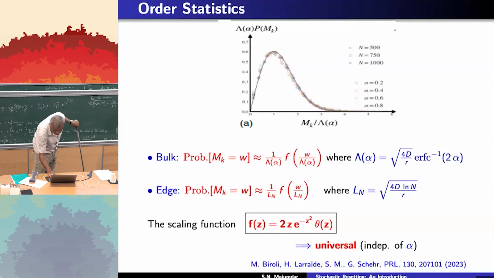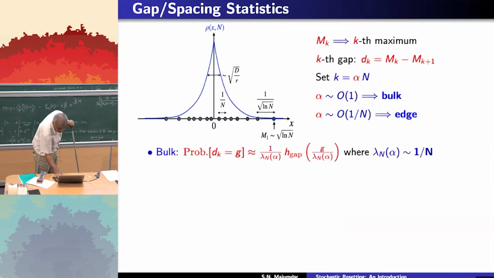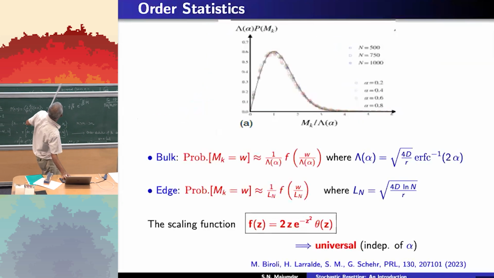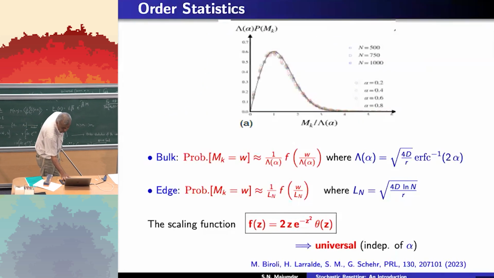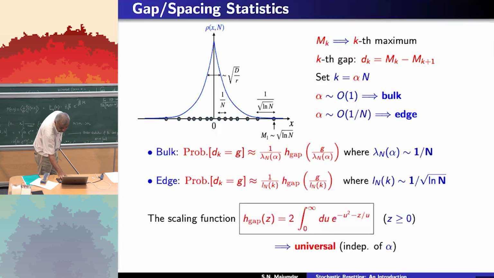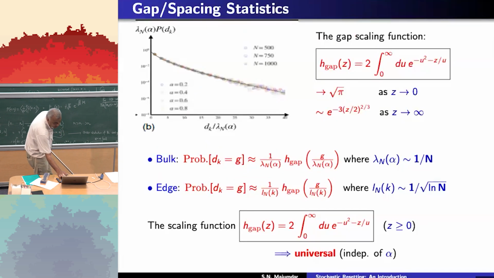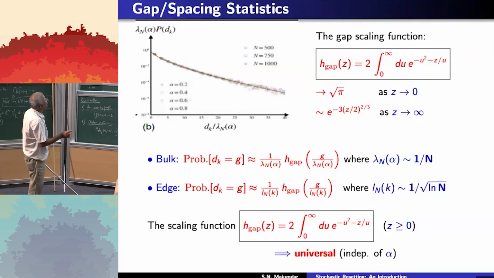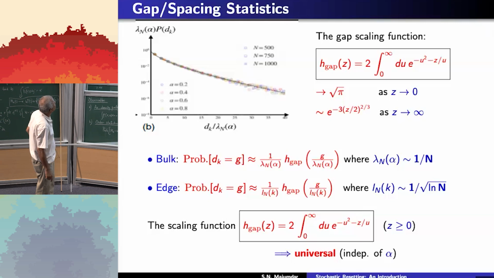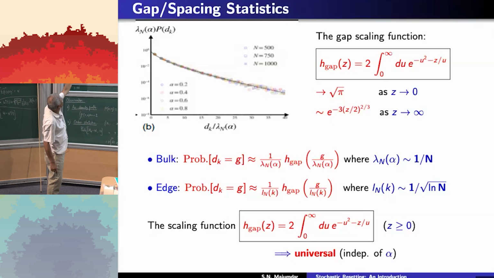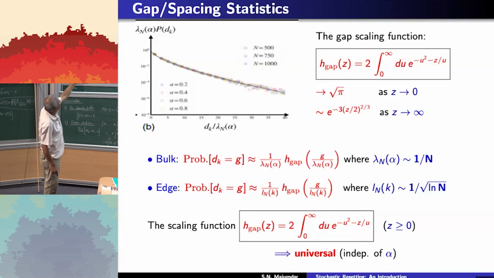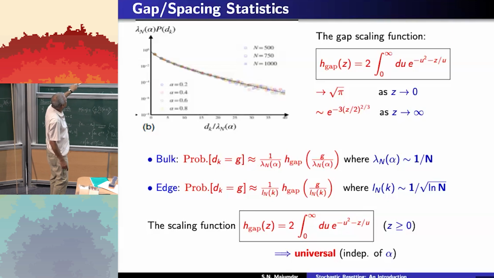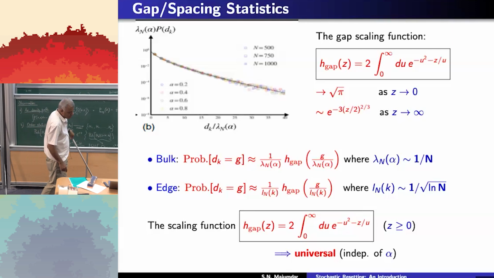So this is the order statistics, and this just shows that the numerical simulation works very well. And this is the gap distribution, and again it is independent of alpha. It's the same distribution everywhere, all over your gas basically. And again you see that it doesn't go to 0. This is a numerical simulation, and this is a totally universal function.